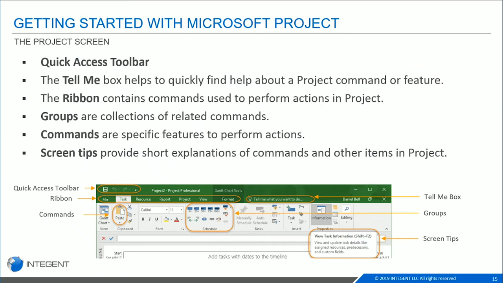The groups of related commands are a subpart of the ribbon, and they help organize. You could say on the task ribbon in the schedule section, here is where you can mark the percent complete for your tasks. Then you have your little screen tips. You hover over any one of those commands, those buttons, and it'll give you a quick tip about what it is and kind of a little explanation.